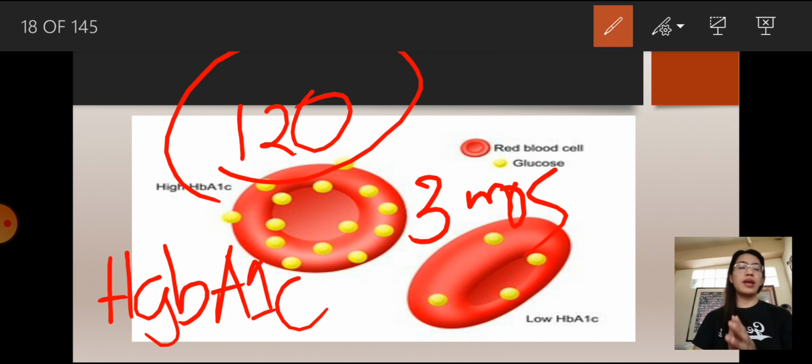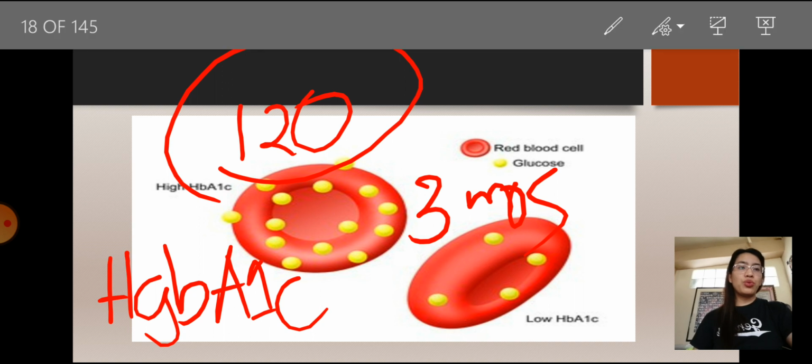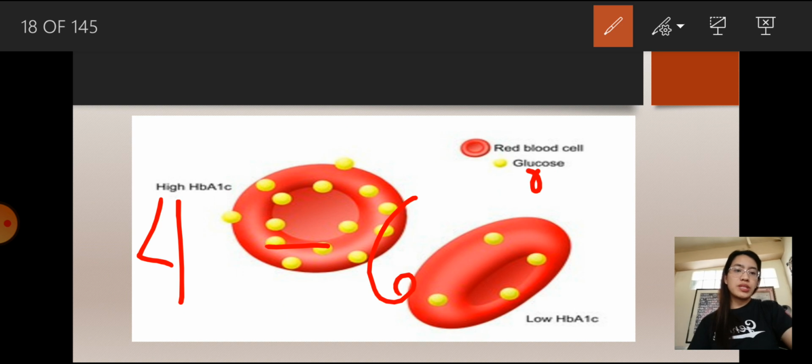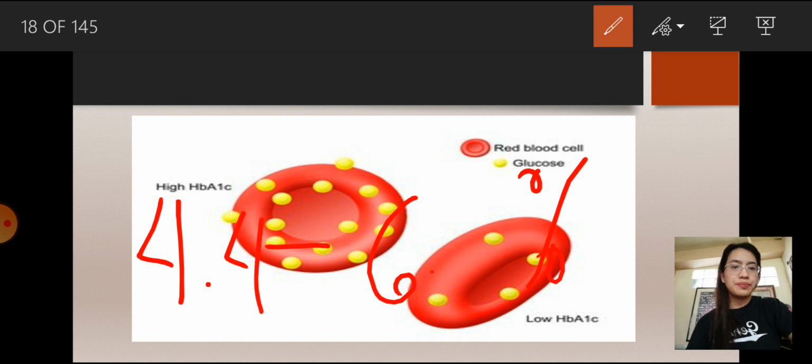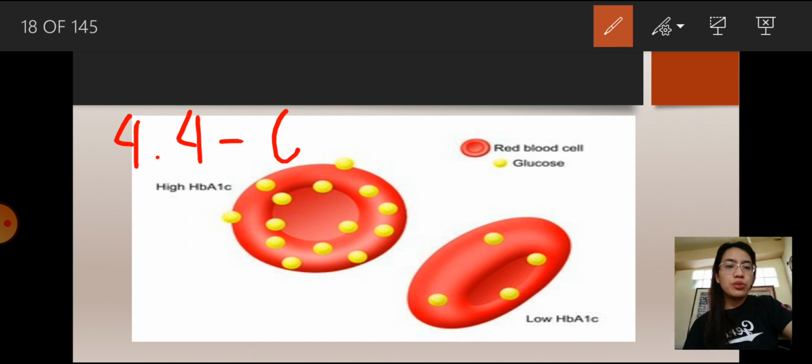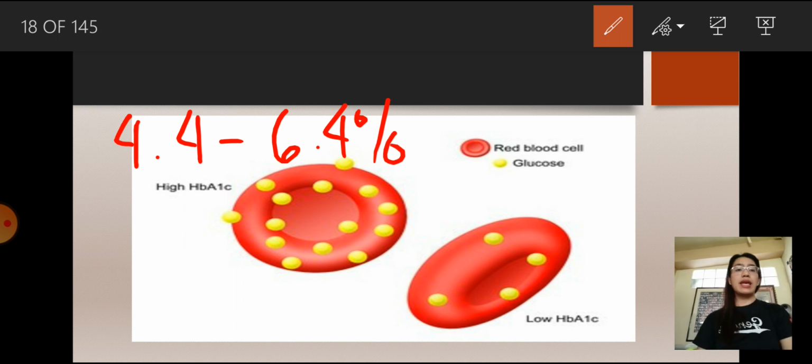Okay. Now, the question is, what's the normal? What is the normal value? What percent of glucose should be stuck to our hemoglobin? Guys, the magic number is 4 to 6%. Okay, 4 to 6%. But to be more precise, what is written in our book, just add 0.4 on each side. So, the exact amount is 4.4 to 6.4% only. That is the only percentage of glucose that should be stuck to our hemoglobin.